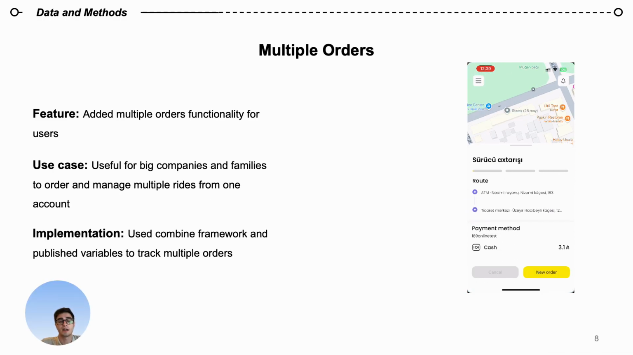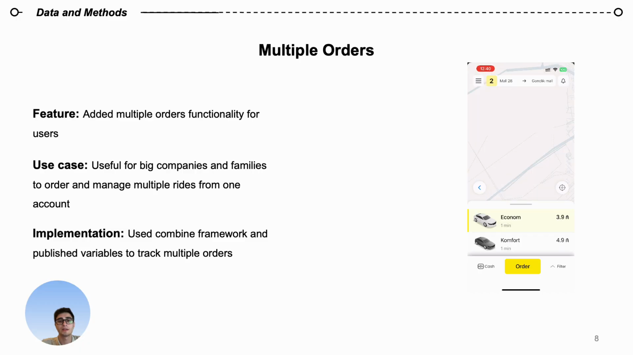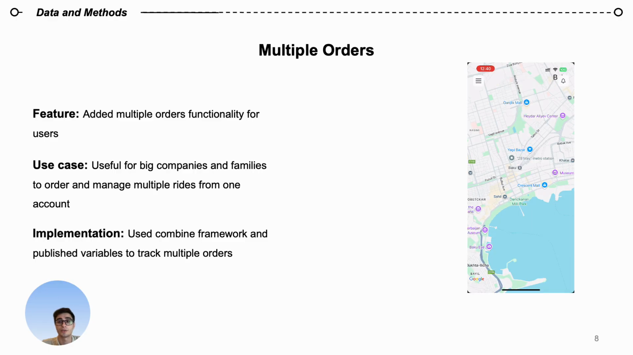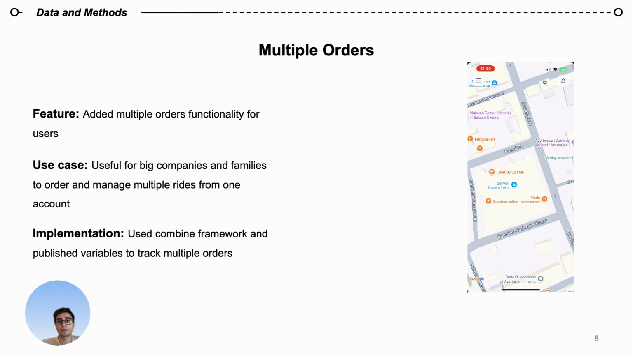The most challenging task I worked on was implementing the multiple orders feature. This allows users to book and manage several rides simultaneously from one account, an uncommon but highly valuable feature in taxi apps. I created a new screen listing all active orders and their statuses using unique order IDs. For example, a user can book 3 or 4 cars at once and see each ride's progress in real time. This feature benefits corporate clients, families, or anyone managing rides for multiple people. It's also a major competitive advantage since few local apps support this capability.